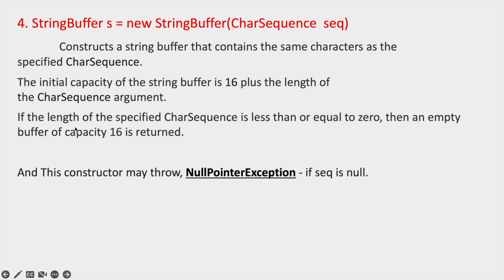If the character sequence argument has 5, then the initial capacity will be 16 plus 5, that is equal to 21. If the length of the specified character sequence is less than or equal to 0, then an empty buffer of capacity 16 is returned. That means if the character sequence length is 0, there is no character. At that time an empty StringBuffer object will be created, and the initial capacity will be 16. And this constructor may throw NullPointerException if the sequence is null. These are all the four constructors used to create StringBuffer objects in Java.